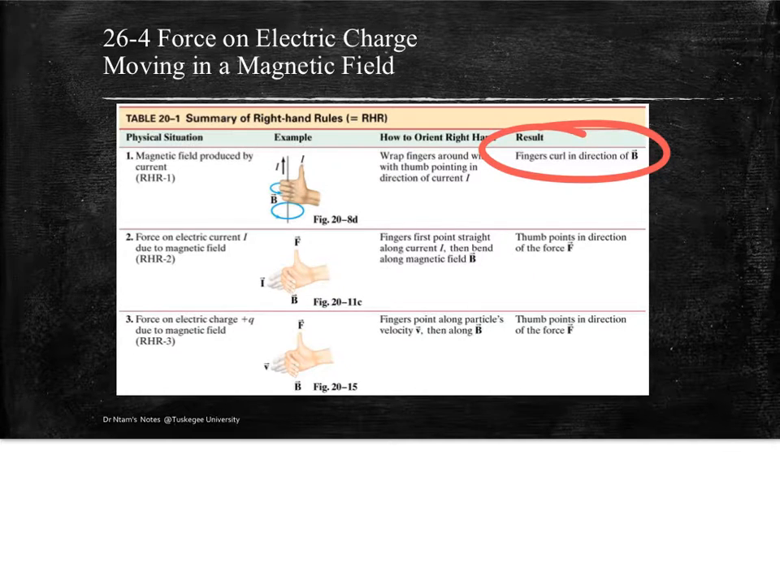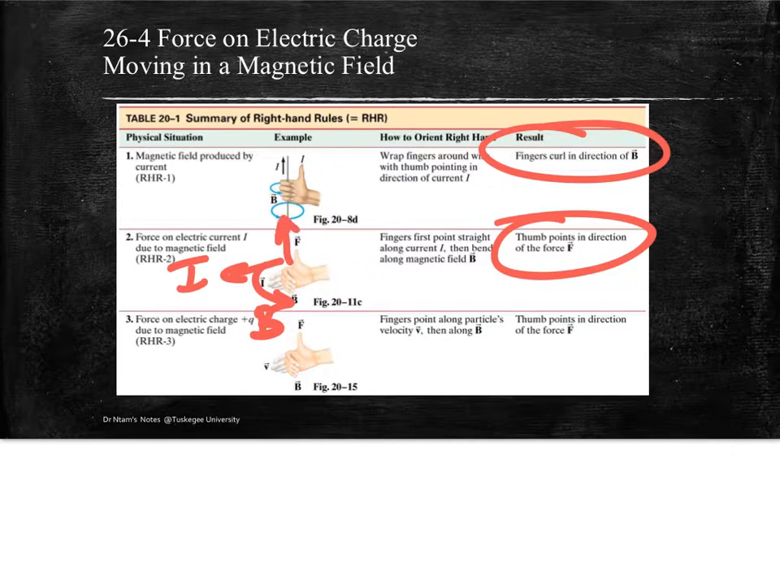Right hand rule number 2: straight fingers in the direction of the current, then bend the fingers along B, and your thumb points in the direction of the force.